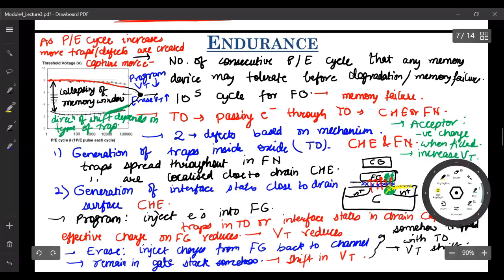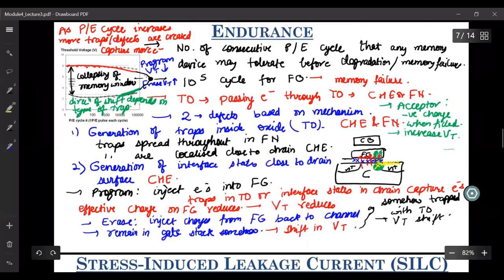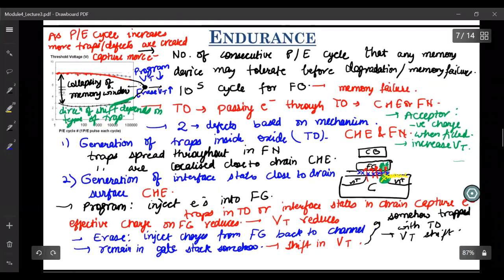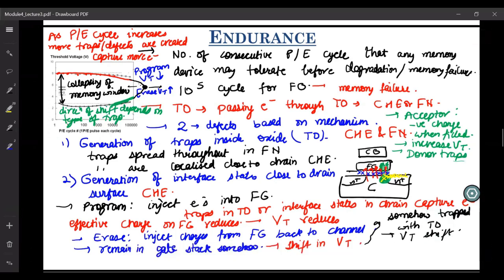Now there is another kind of trap, known as donor trap. Apart from acceptor traps, you also have donor traps. What is true about donor traps is, they are neutral when filled and positively charged when empty. So if not all of these donor traps created due to stressing are filled, then it will lead to a positive charge in the gate oxide.